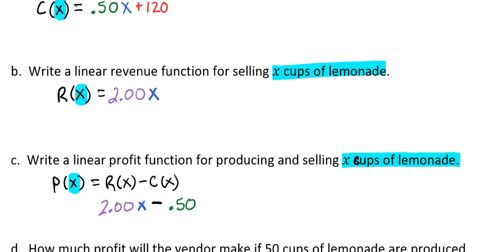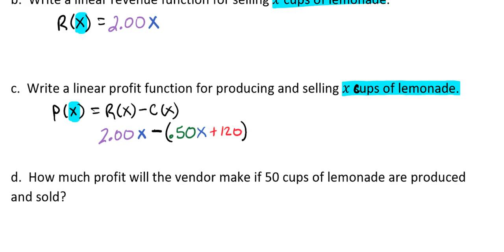0.50x plus 120. But remember, we're subtracting all of that. So that means that we need to distribute that minus sign. So now I'm just going to go ahead and convert this to a 2x just to make it a little bit easier. So we have 2x minus 0.5x minus 120.